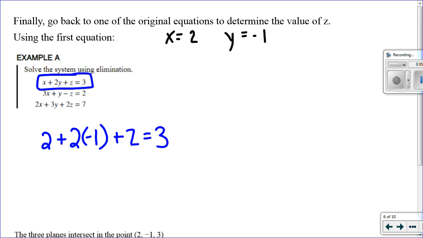Notice with elimination, really you're just using part of the time. When I say use elimination, you are going to end up using substitution at some point in time. You don't have to use elimination the whole way through. Use elimination as far as you can, then go ahead and use substitution at the end to make it easier.